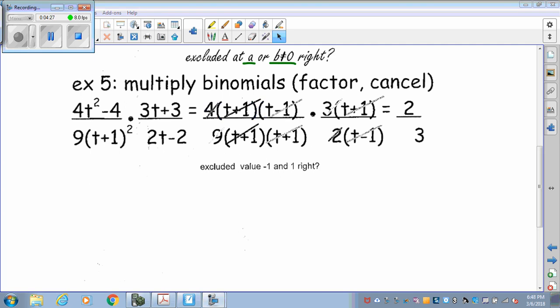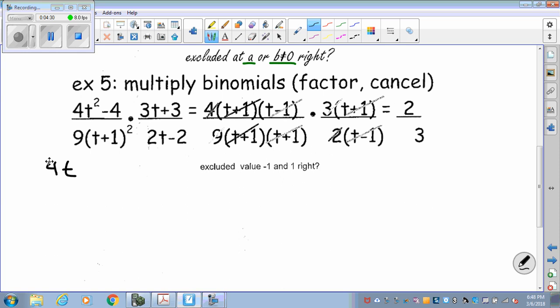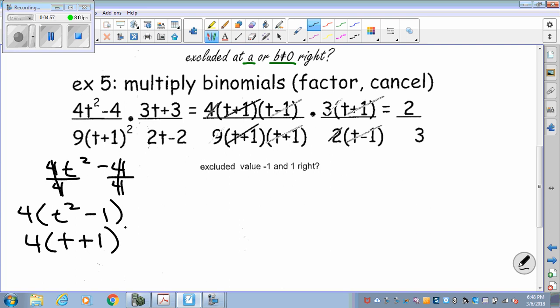Okay, I'm going to factor each of these individually. So I've got 4t squared minus 4. I can see I've got a common factor here of 4. So I pull out the 4, and then I've got t squared minus 1, because that's 1 as well. And that's a perfect square minus a perfect square, so it would be t plus 1 and t minus 1. So that is that factor, and that's what you have up here: 4 times t plus 1 and t minus 1.